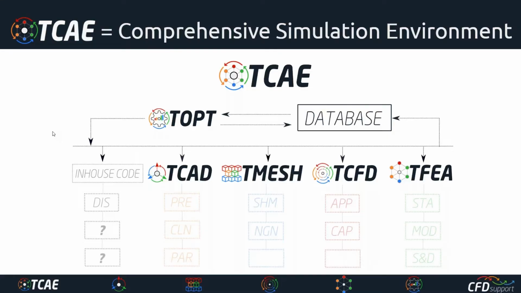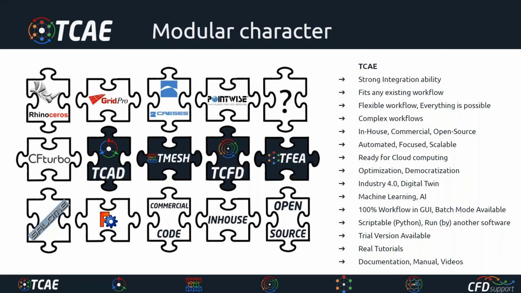So as already mentioned, TCAE has a modular character. It consists of software modules that can be combined together according to the project needs. Those vertical modules are individual modules, and they can work as a standalone tool. The user can choose those modules that he needs. So if needed, the user can combine those modules with many other software pieces available in the market.